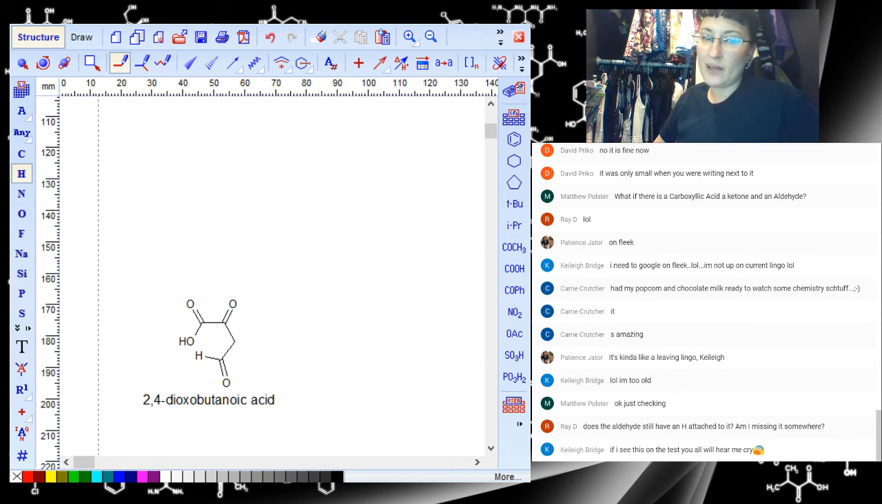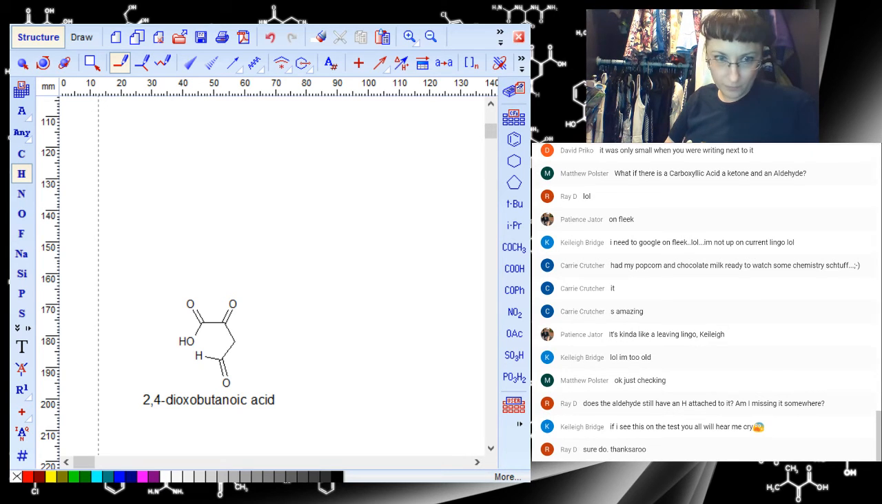A lot of people with aldehydes just put the hydrogen on there, but you don't technically have to because it is part of the skeleton structure.